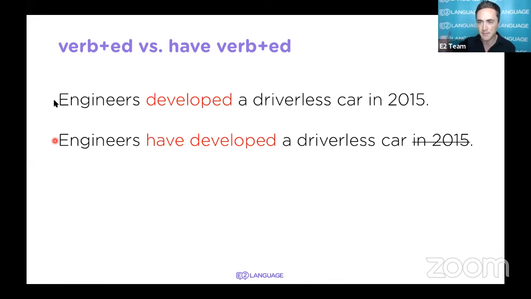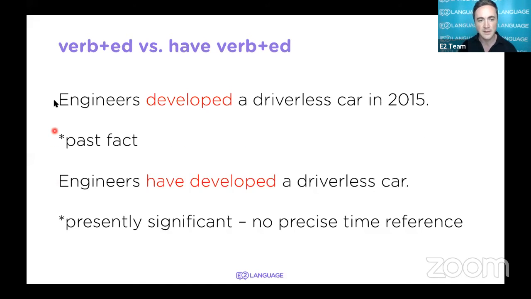Instead, it's bringing that past event. Maybe it happened in 2015, but if you use this verb, you don't use a precise time with it because that's not the point of the verb. The point is to pull it from the past and bring it into the present and talk about it because it's currently relevant. So engineers developed a driverless car in 2015 is a past fact, happened at a precise time. Engineers have developed a driverless car. It's presently significant and there's no precise time reference.